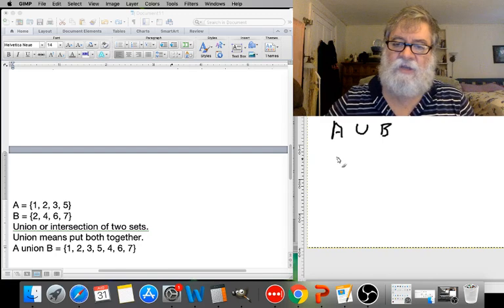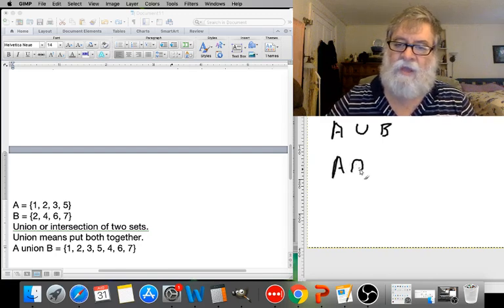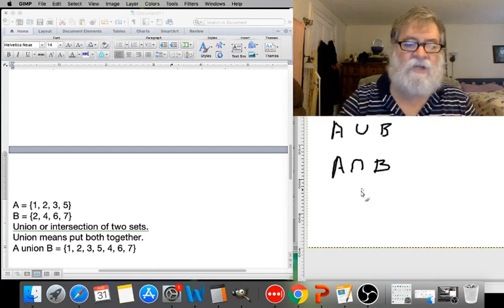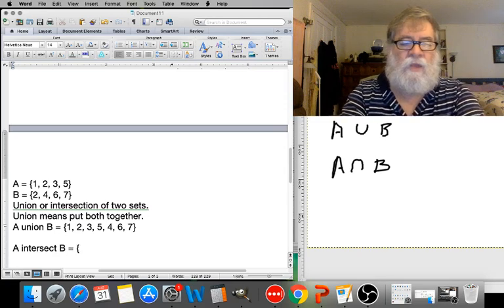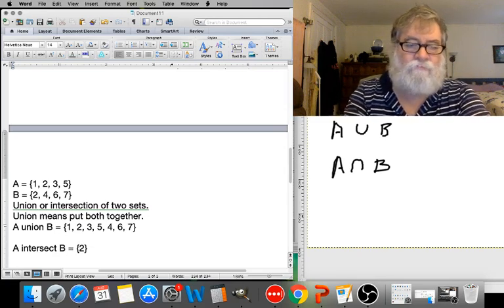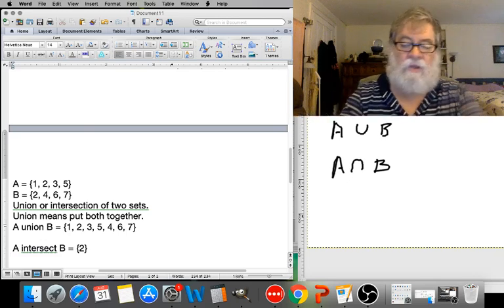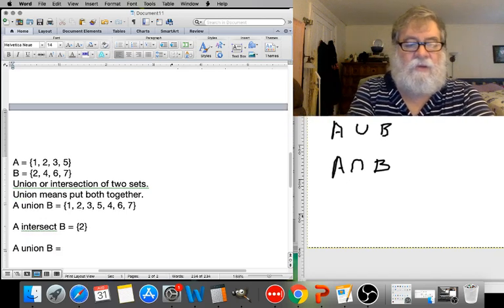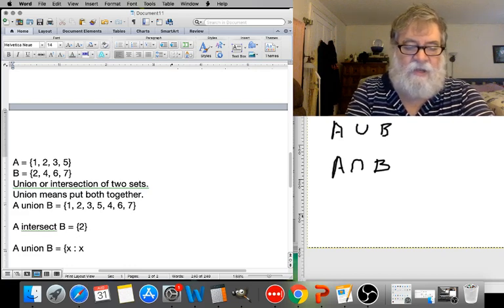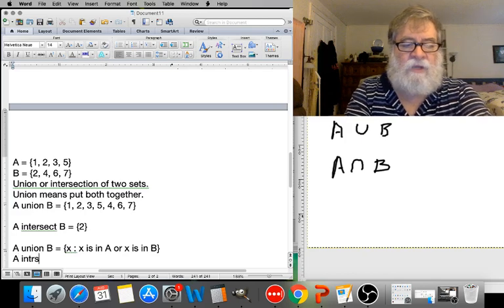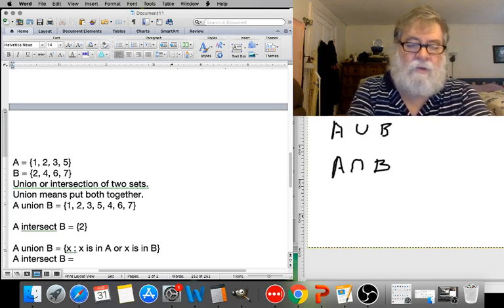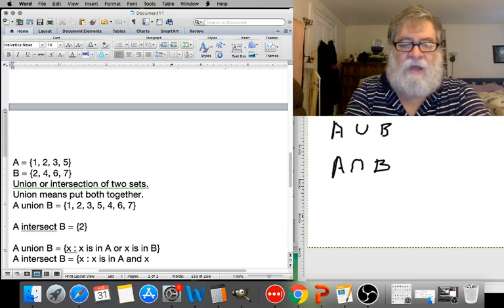And there's something else called the intersection. That's written with an upside down U. A intersect B is everything that's in both sets. In this case, it's just 2. So the technical definition is A union B equals the set of all x such that x is in A or x is in B, and A intersect B equals the set of all x such that x is in A and x is in B.